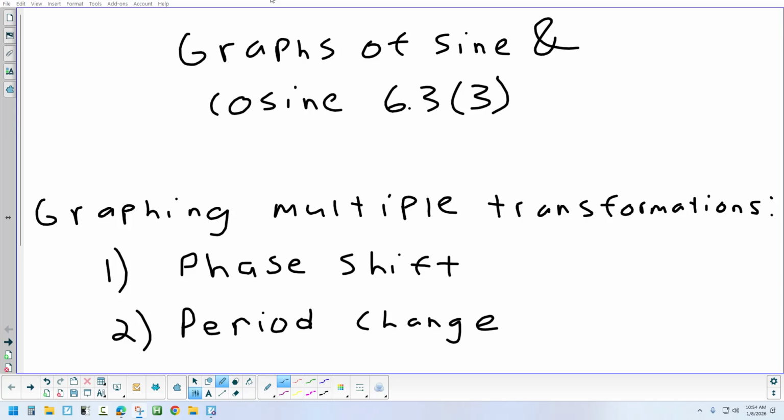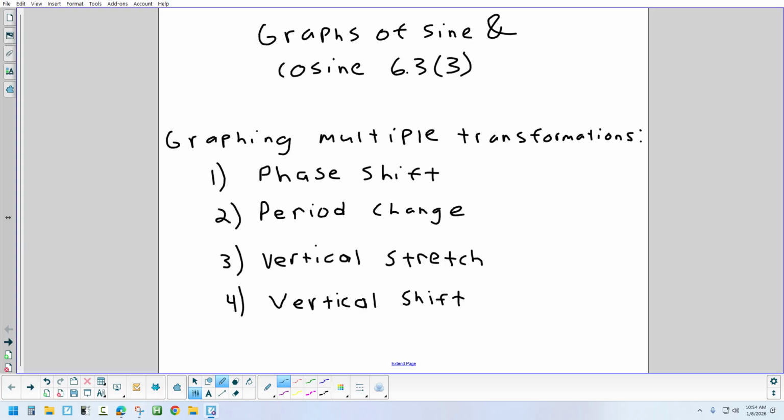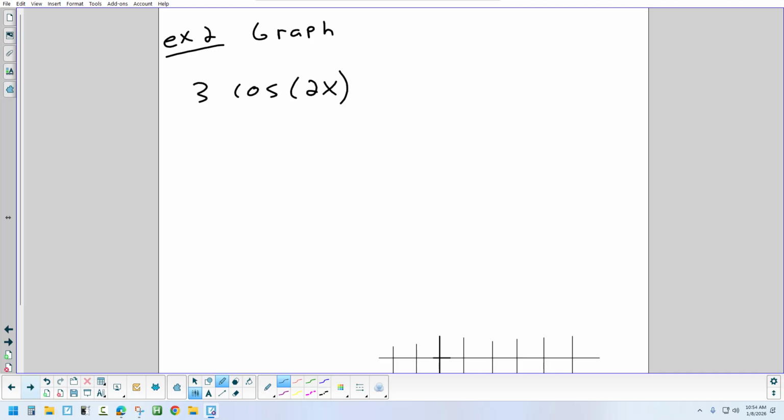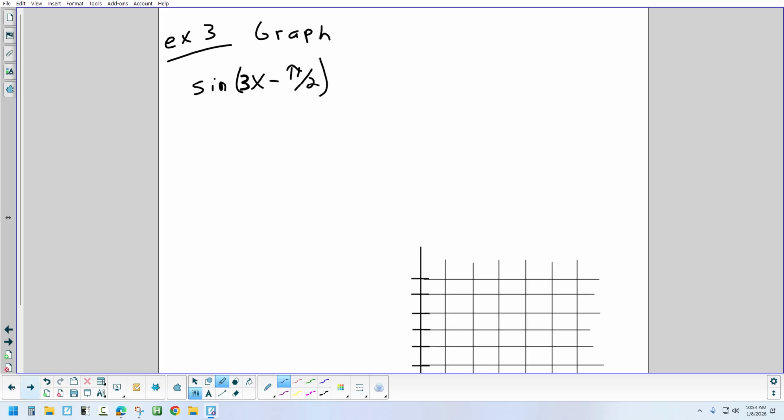All right, so we're going to pick up where we left off. We're at the very end of 6.3, looking at the multi-step transformations. We had gone through the order that we always have to follow, and we had done example 1. Okay, so let's take a look at example 2, but let's just add something to it. Okay, so this will be a multi-step.